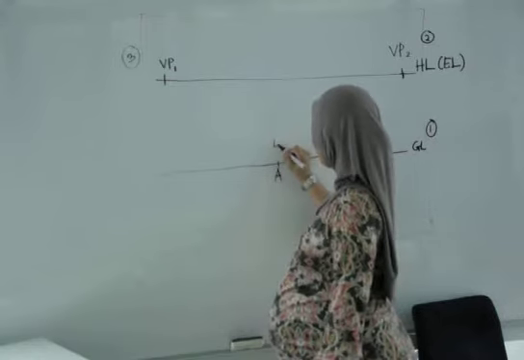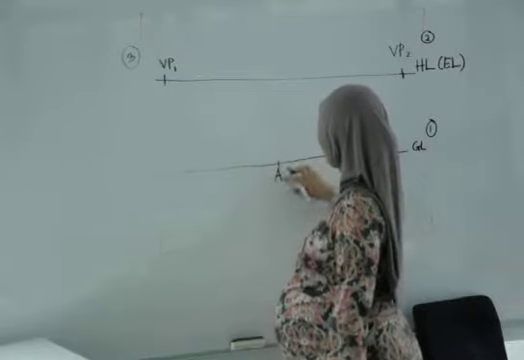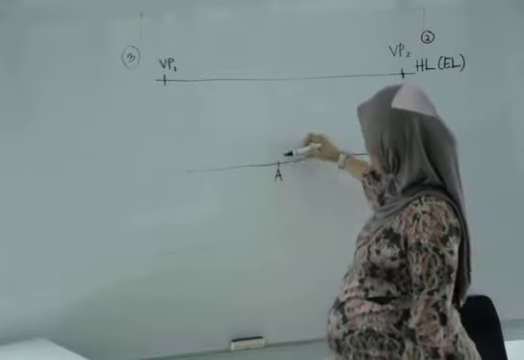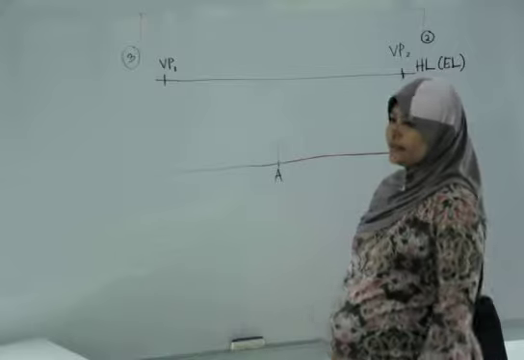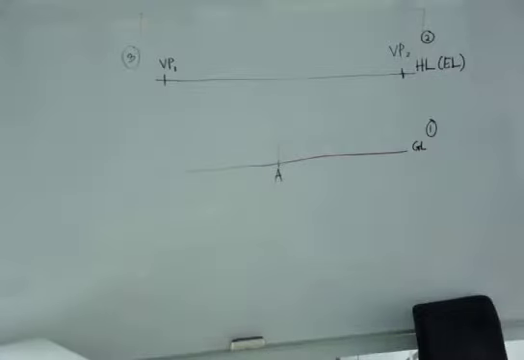Don't put a number. Number is the sequence of doing work. This is your height. This is your height. Just initiate A. Finish.